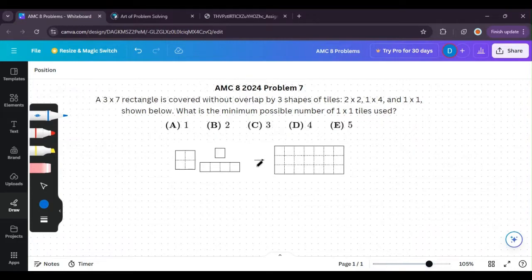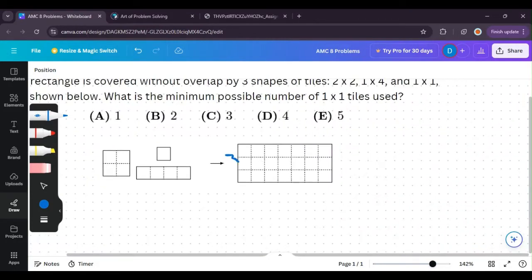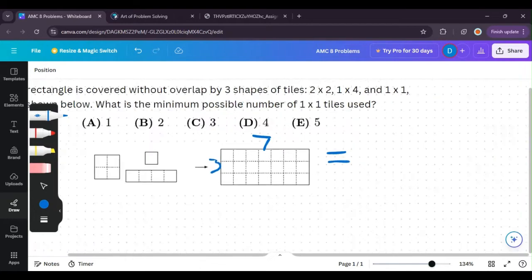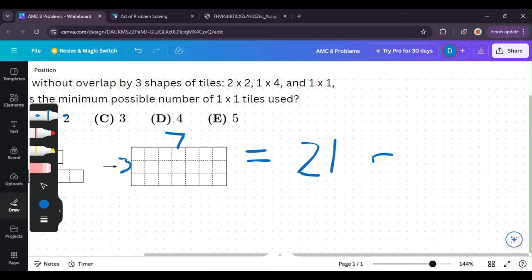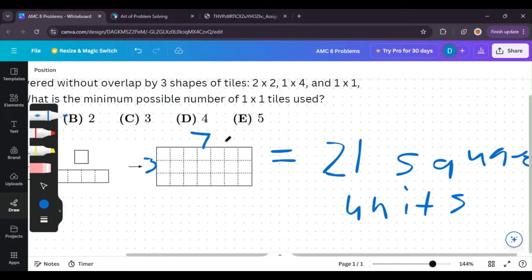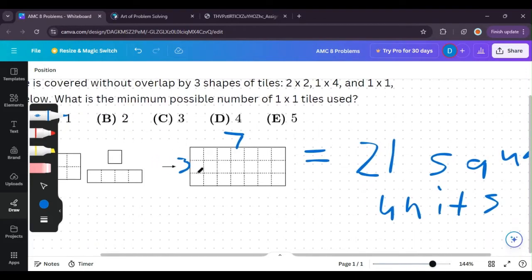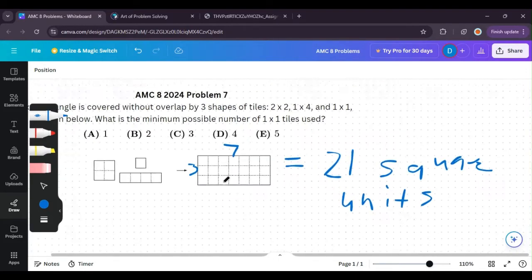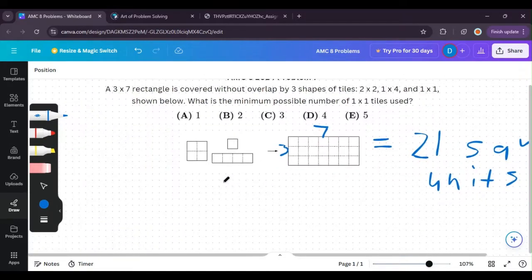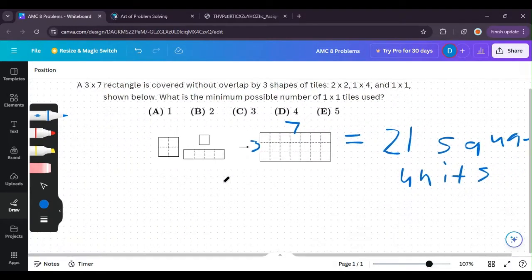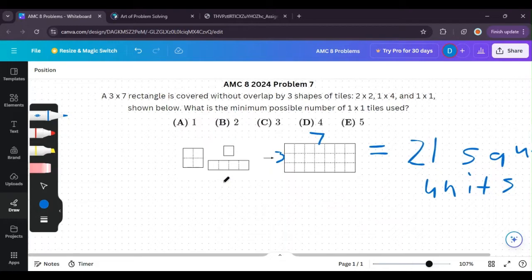As you see here, we have a 3x7 rectangle, and I want you to find the total square units that it covers. The total square units that it covers is 21 square units. The reason why is that 3x7 is 21, and there are 21 unit squares. So it covers a total of 21 square units, and we have three shapes of tiles.